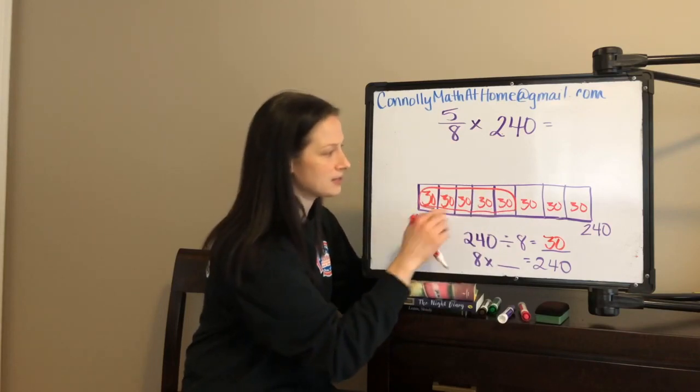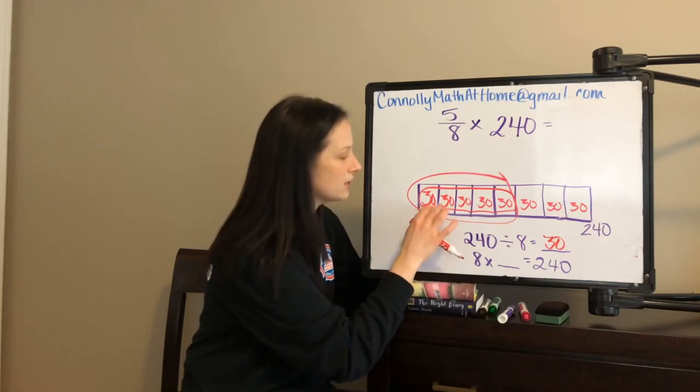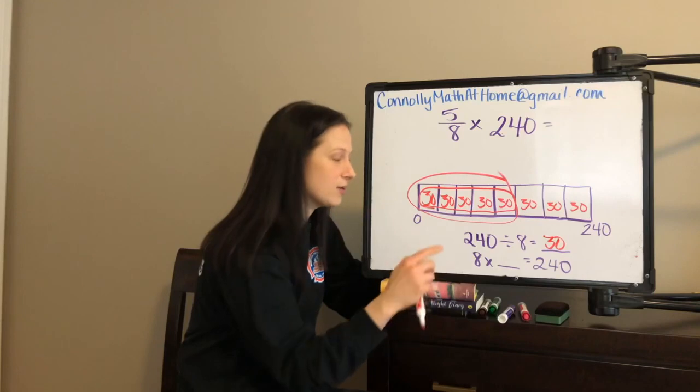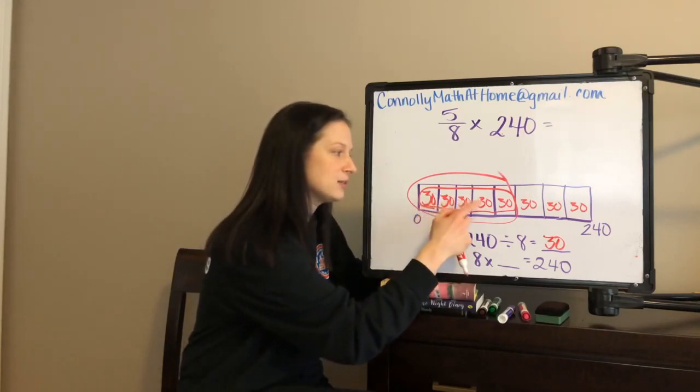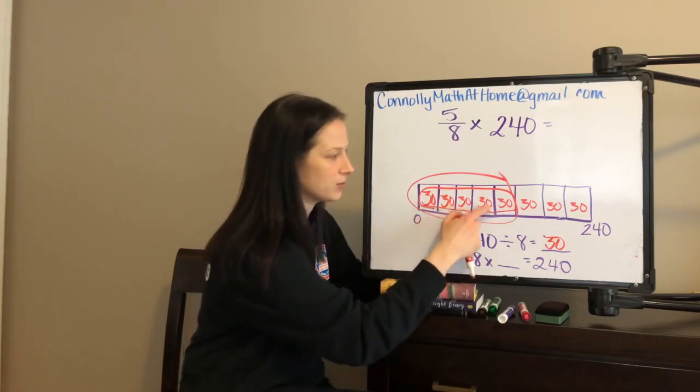Is this 5/8? You can make your circle big too if you want, however you want to circle it. 1, 2, 3, 4, 5. So I circled the correct amount. 30, 60, 90, 120, 150. Did I do that right? 30, 60, 90, 120, 150.